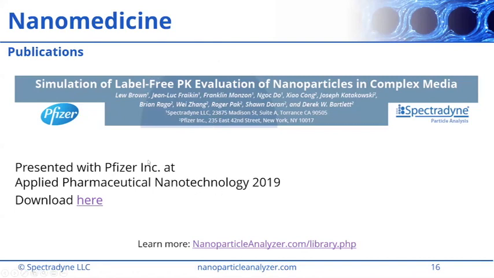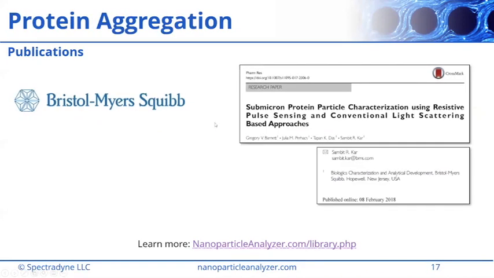This is an example of measuring nanoparticles. I think these were 100 nanometer particles that were used directly in very complex media. And that's only possible because we're using an electrical measurement technique that measures particles one by one. So we can measure in very complex polydispersed samples.